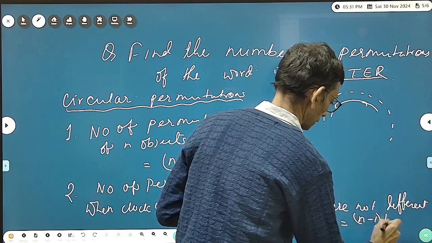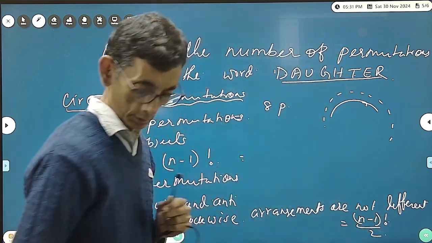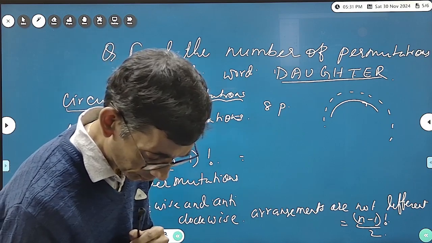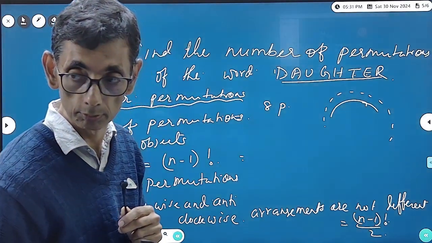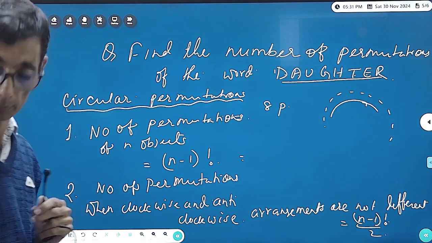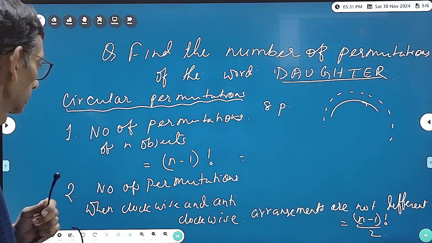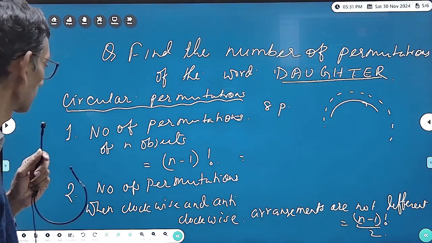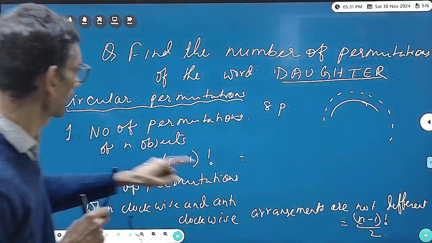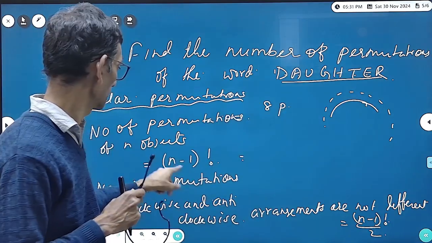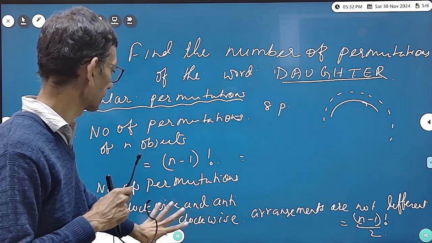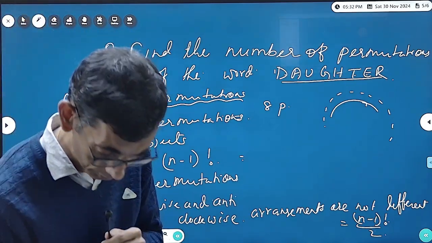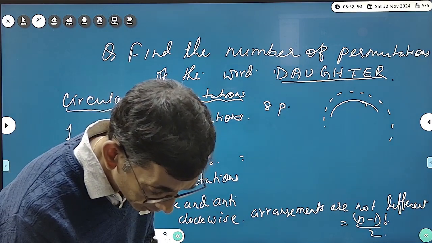N minus 1 factorial divided by 2. Clockwise or anti-clockwise arrangements, if they are different, then this will be n minus 1 factorial. And if they are not different, then n minus 1 arrangements need to be divided by 2. Write down that we need to divide by 2.